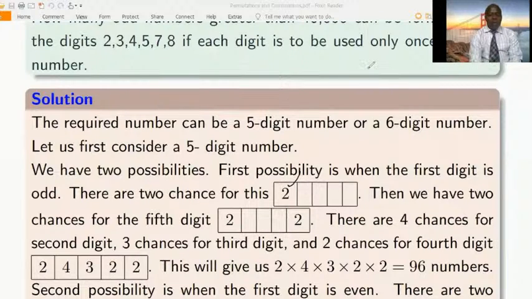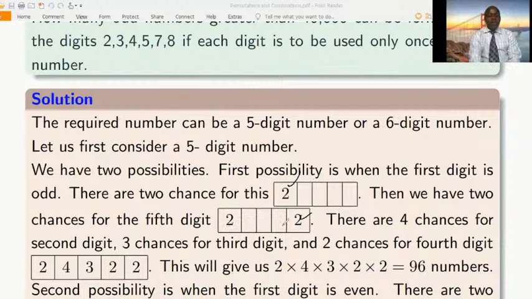Then from there, we go to the last digit. The last digit is supposed to be odd, so it's either 3 or 5 or 7. But I've already fixed one odd number here, so I'm left with only two odd numbers. That means the last digit has two chances.